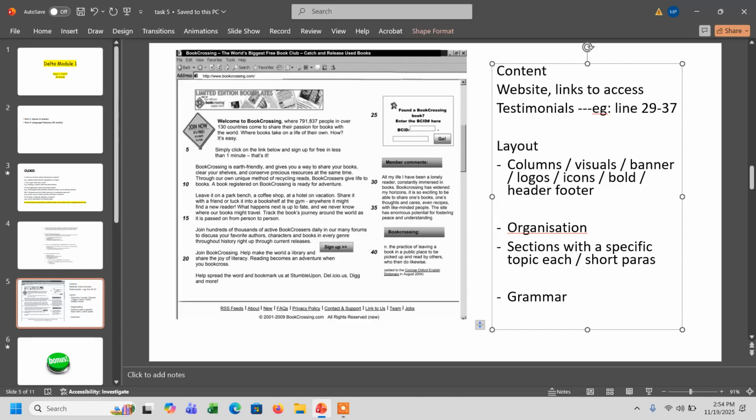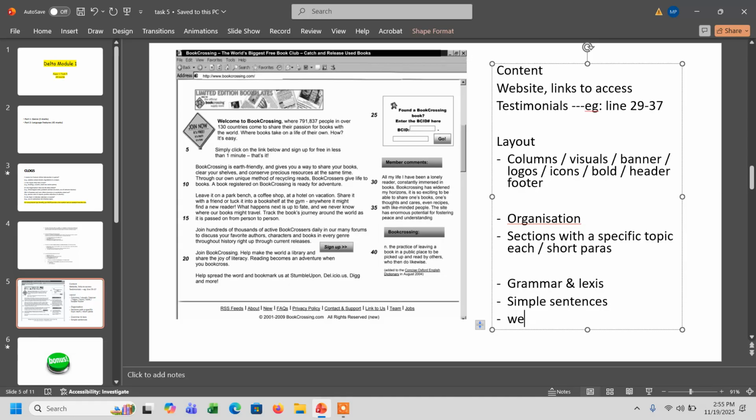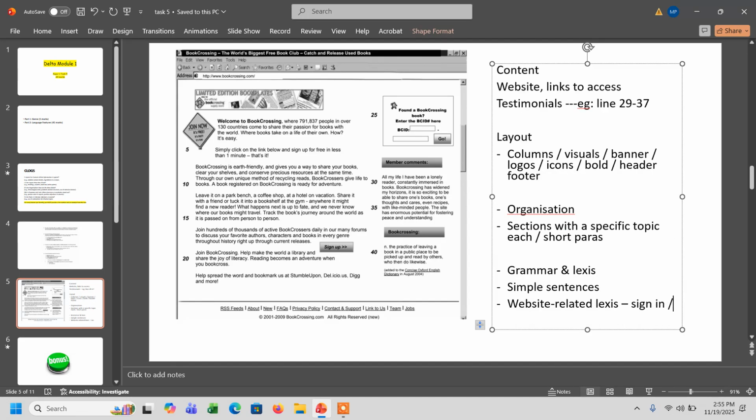Grammar, and also we should think about lexis, right? Grammar, lexis. Okay, so a lot of simple sentences, and also website-related lexis, such as sign in, click on, right?